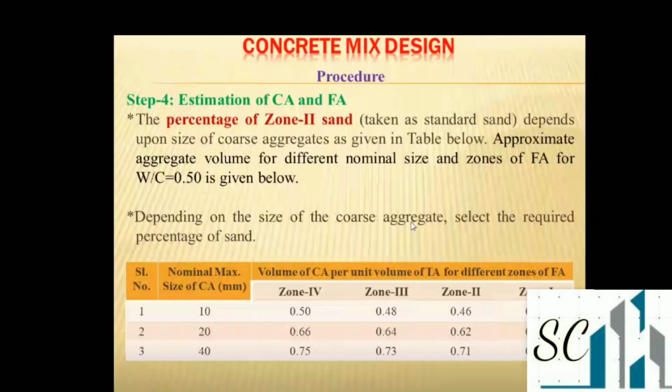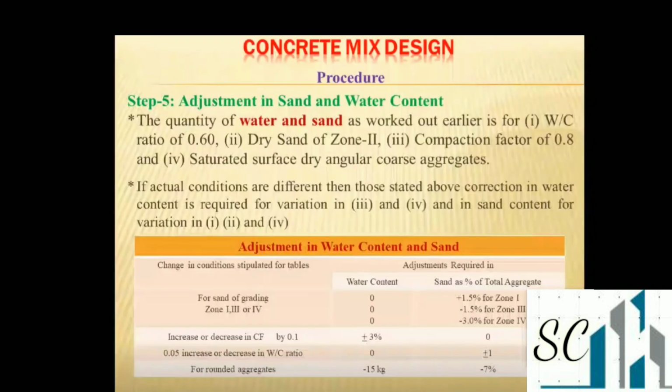And depending upon the nominal maximum size of coarse aggregate and the fine aggregate, we will be able to find the volume of coarse aggregate required per unit volume of total aggregates. For example, if you are using coarse aggregate of 20 mm and zone 2 fine aggregate, then the volume of coarse aggregate required is 0.62 and the fine aggregate required is 1 minus 0.62.